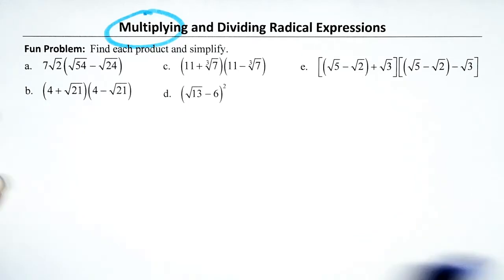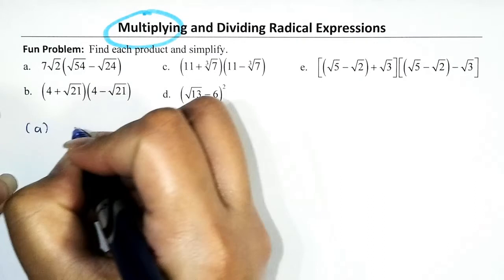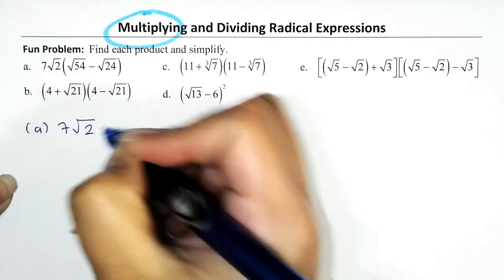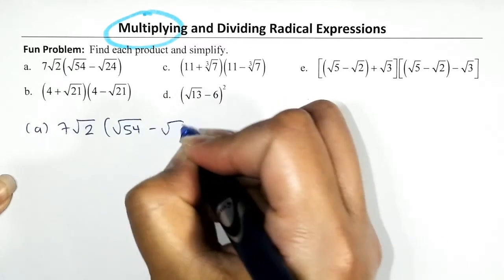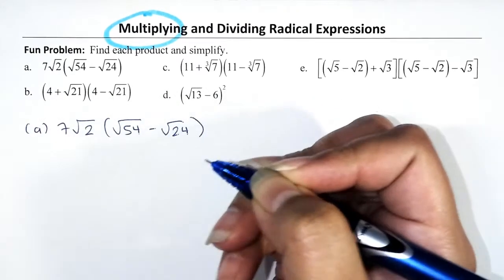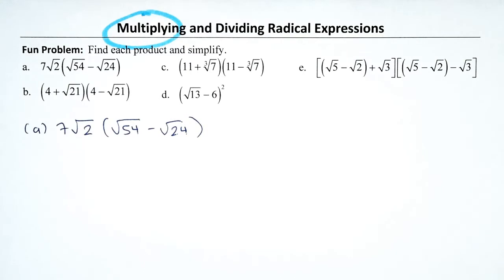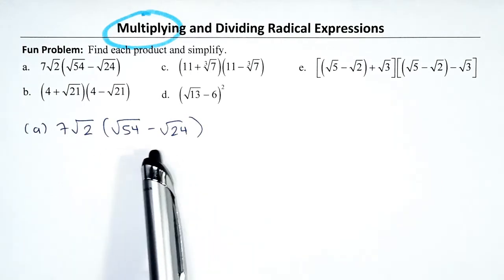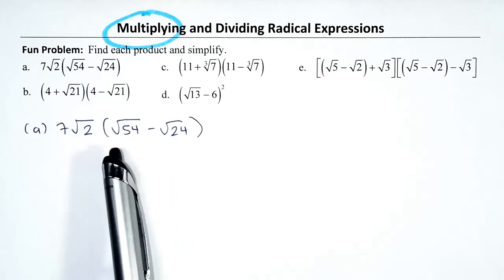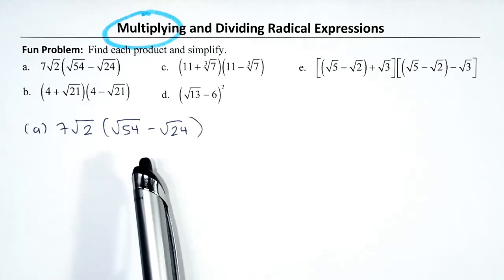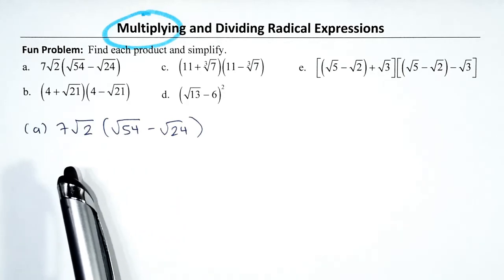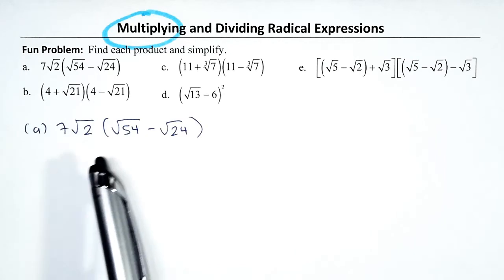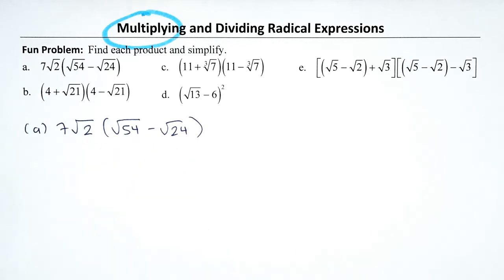So problem A, we have 7 times the square root of 2 multiplied by the square root of 54 minus the square root of 24. Okay, fantastic. You are going to handle this however you like. My recommendation, first look at the grouping symbol, see if we have any like radicals to combine. At first glance, I want to go ahead and distribute the 7 root 2, but the biggest recommendation that I can give you is this: simplify the radicals first and then work your magic.